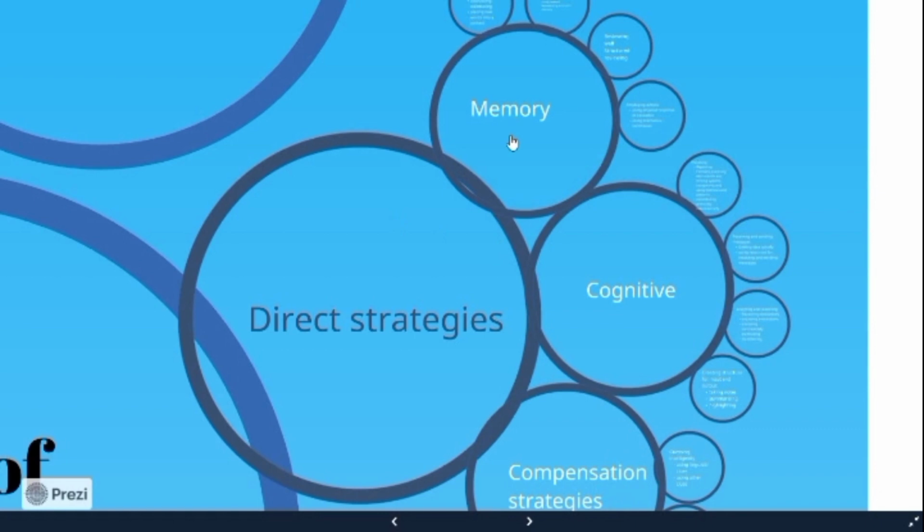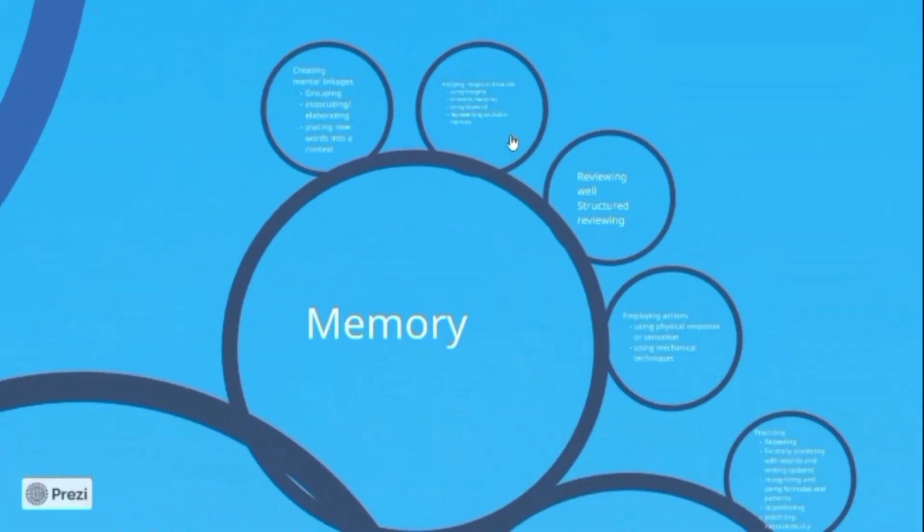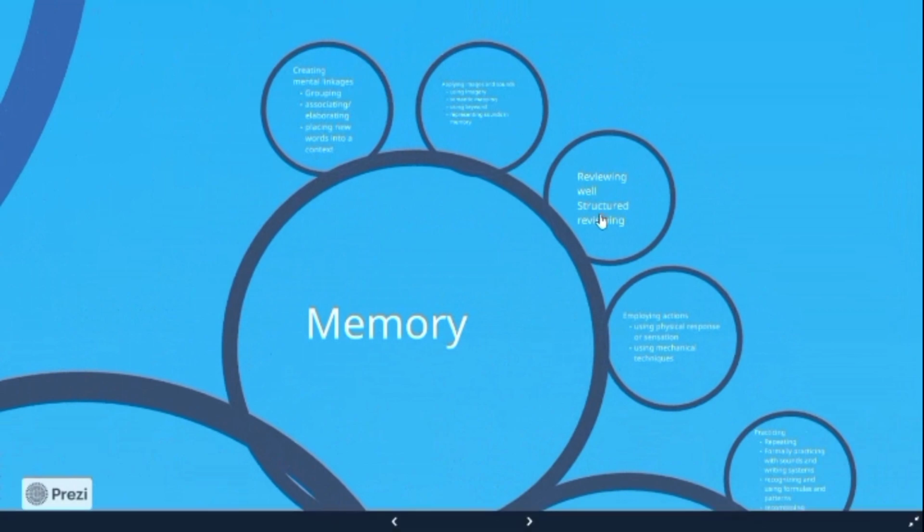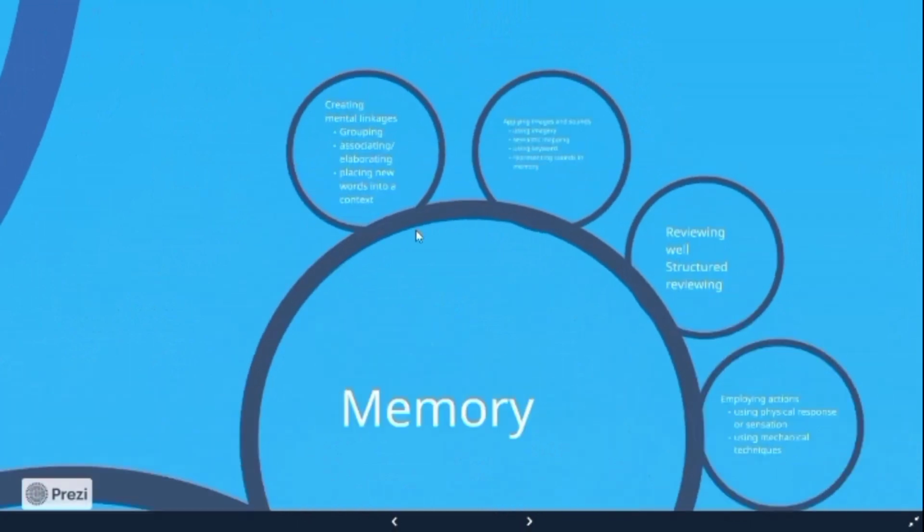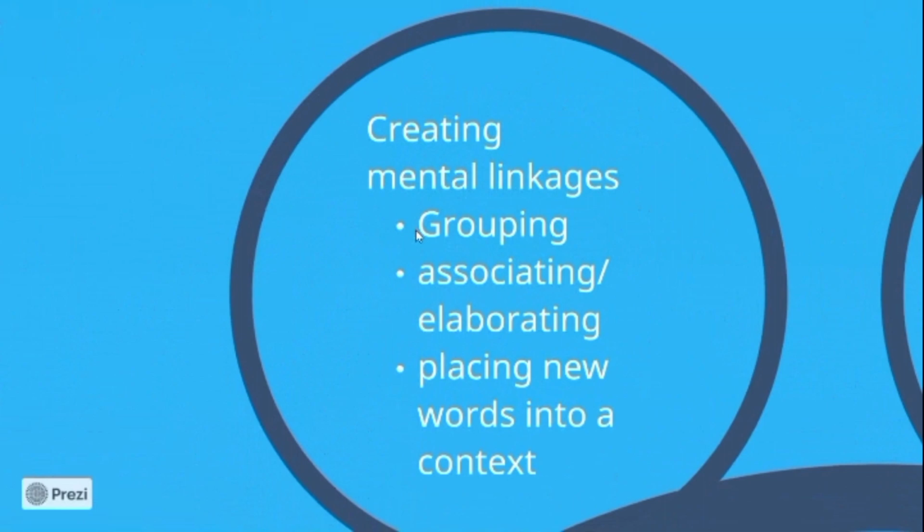And we'll talk first about memory strategies. Here, memory strategies are divided into four. Okay, the first one of memory strategies is creating mental linkage. We can group: the first one, grouping words, such kind of words into the same kind of words. The second one, associating or elaborating.